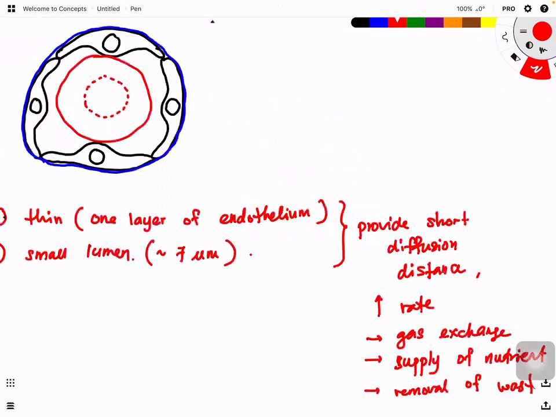So what does short diffusion distance mean? You can see that if O2 is at the center of the red blood cell, this is the diffusion distance. Can you see that? Okay, the diffusion distance.